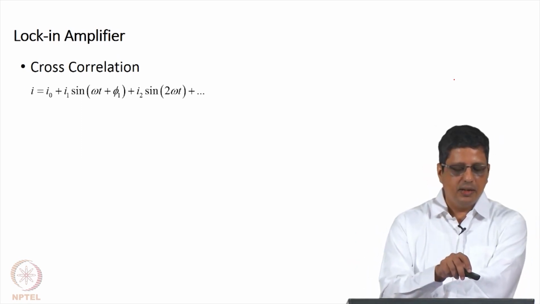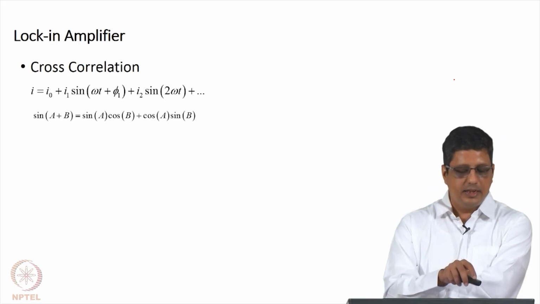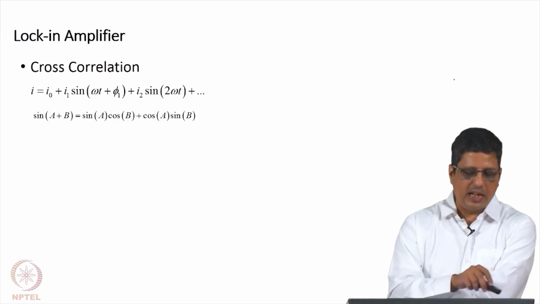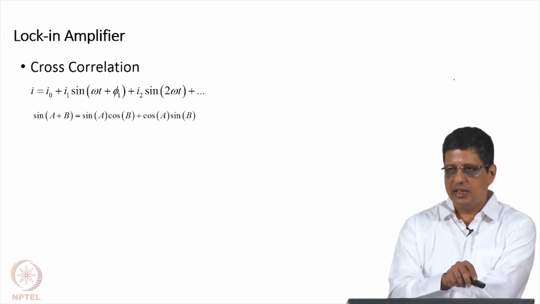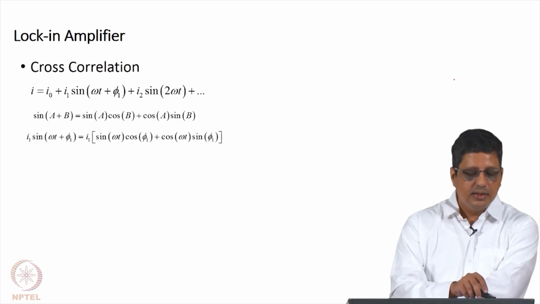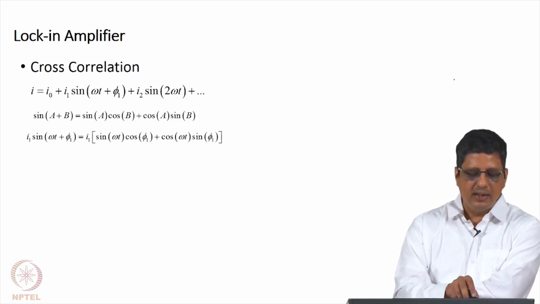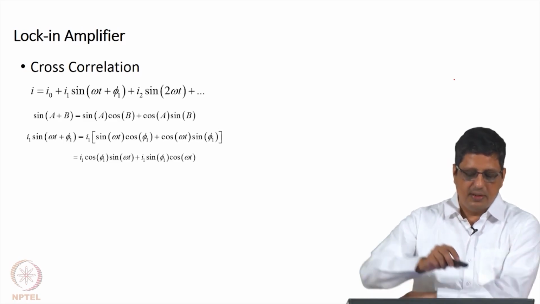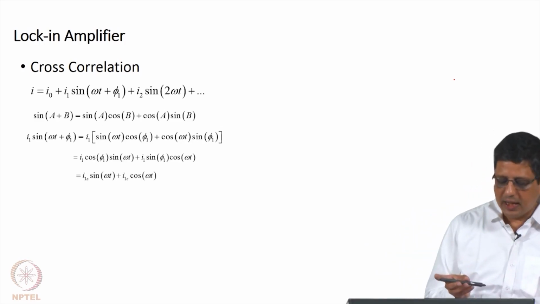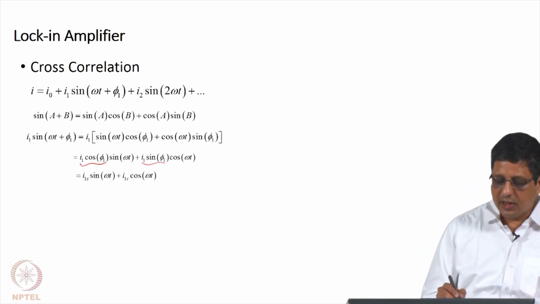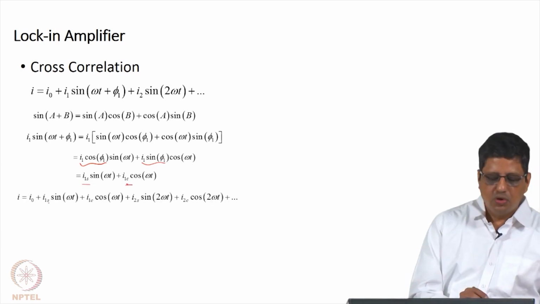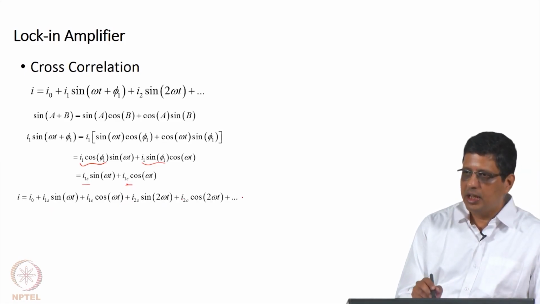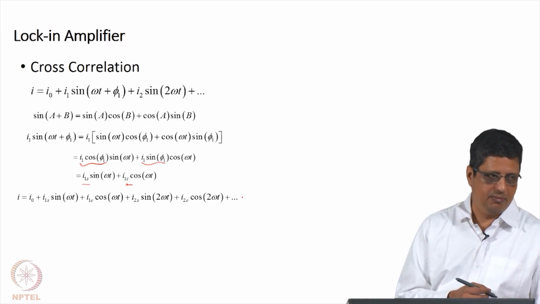Similar to FFT, there is another technique called cross correlation. Let us say you have a sine wave or a signal which can be written as a Fourier series like this. You can write sin(A + B) as a combination of sine and cosine. Same way you can write sin(ωt + φ) as sin ωt cos φ plus cos ωt sin φ, which means when I write it in terms of ωt alone, for a given φ this is a constant. So, I can expand this as sin ωt plus cos ωt, sin 2ωt plus cos 2ωt.